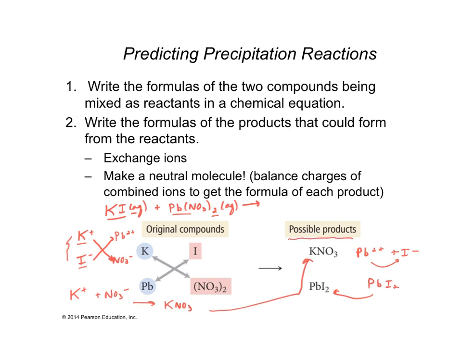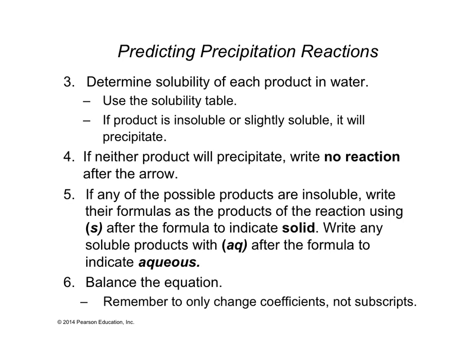Okay. So next, how are we going to know whether or not we get a precipitation? So now you're going to take those 2 possible products and you're going to go to the solubility table and you're going to determine the solubility of each one. Okay, so our 2 possible products here were KNO3 as well as PbI2. If we take this to the solubility table, we would find that potassium nitrate is completely soluble. So if something is soluble as a product as well as a reactant, we're always going to put the physical state of AQ.